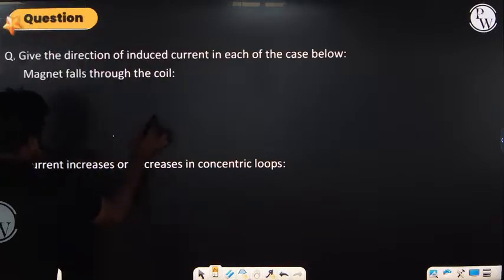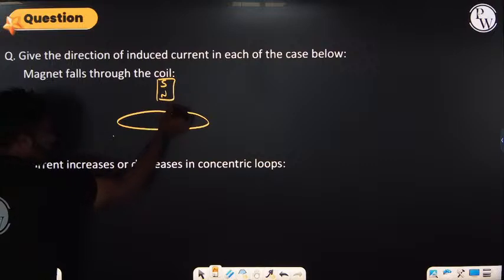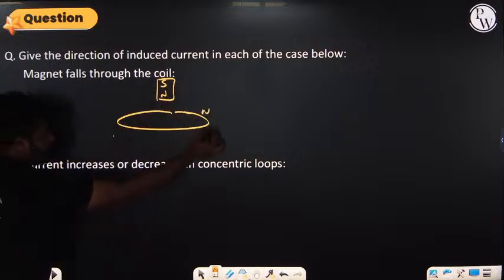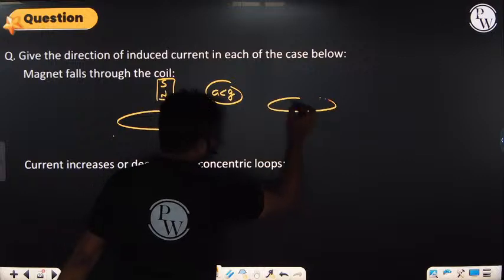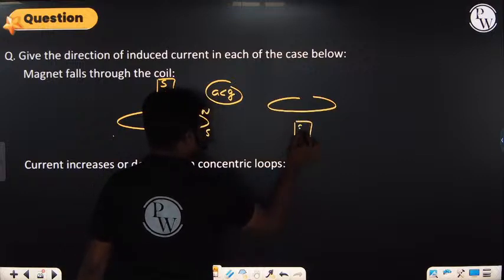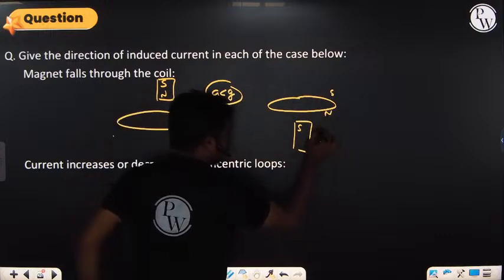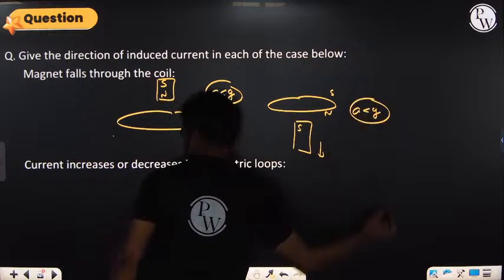Magnet falls through the coil. Simple. If the north pole is facing the coil and the magnet is falling, then this side will get a north pole and the other side will get a south pole. Repulsion will be there, because of this, a is less than g. On the other side, suppose it has crossed the coil and is falling down, which means moving away from the coil. So this side is north pole and this side is south pole. Now there will be attraction in the upward direction. So again a will be less than g, right?